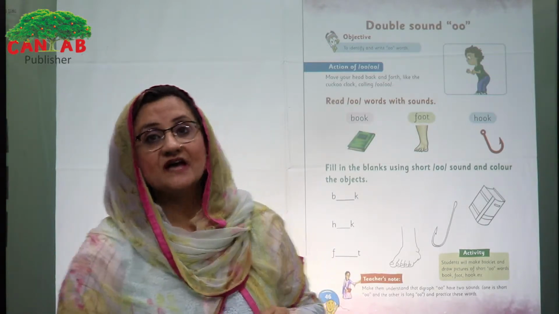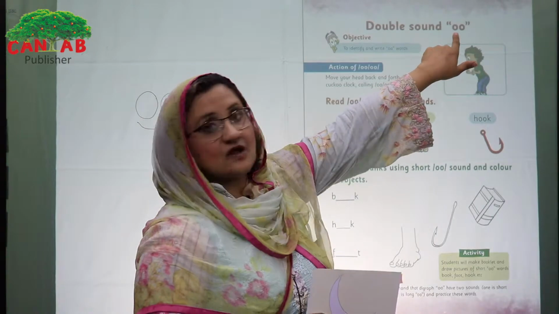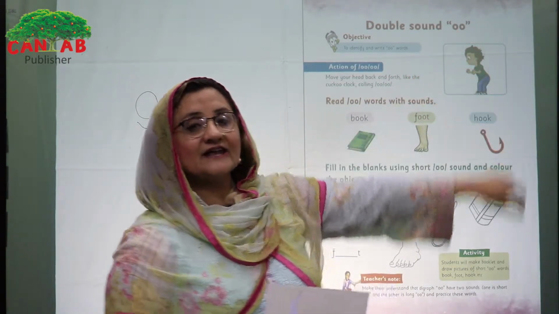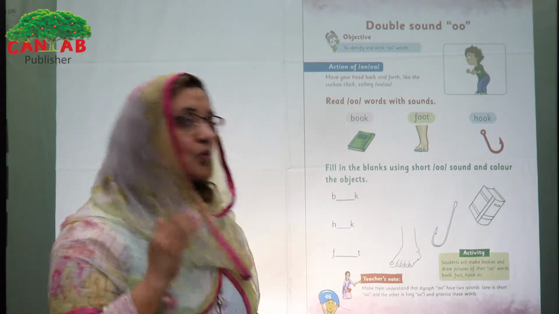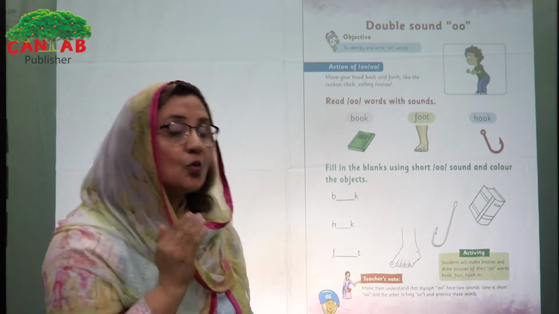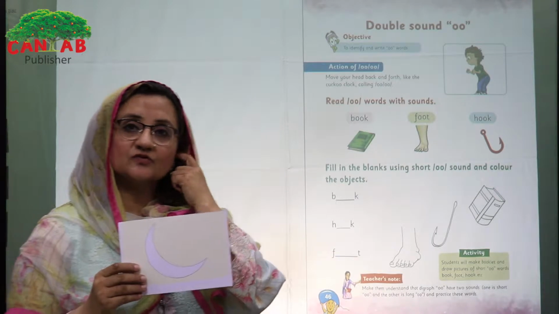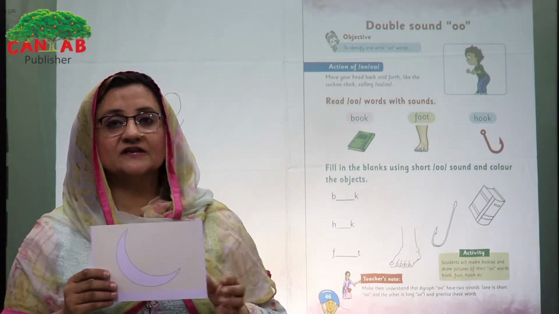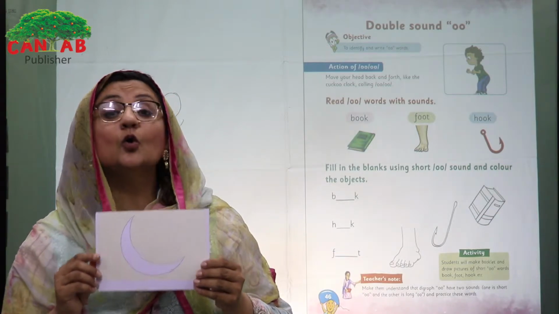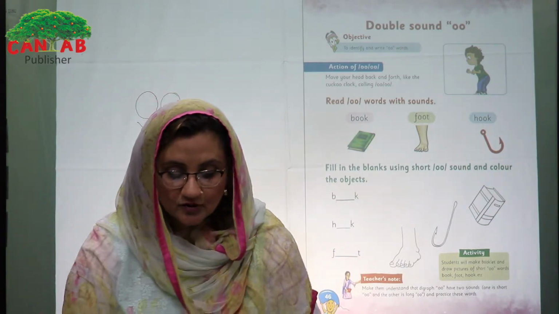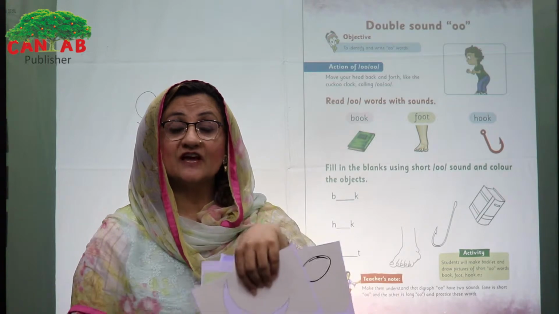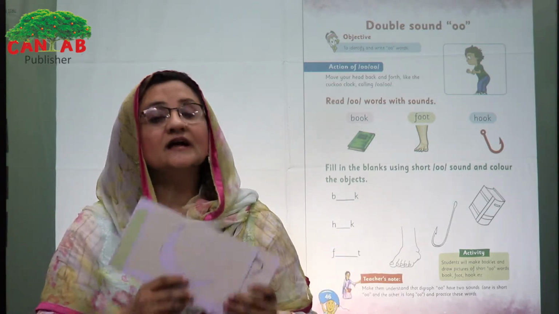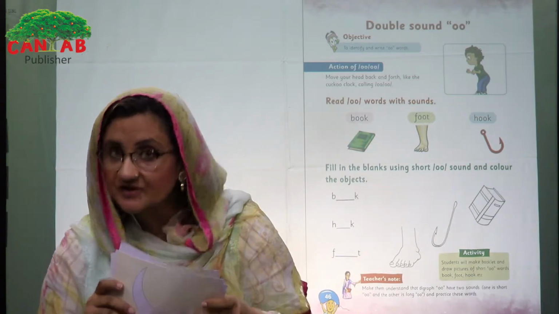All the words having this sound will have an action of ooh, ooh. Whenever you say these words, your mouth goes round like this, ooh. Now you can distribute all these flashcards among the students. Let them look at the picture and name the picture.